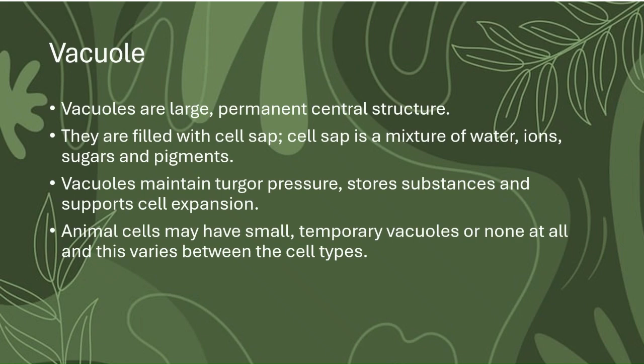So the vacuoles are large, permanent central structures, and they are filled with cell sap. Cell sap is a mixture of water, ions, sugars, and pigments. Vacuoles maintain turgor pressure, store substances, and support cell expansion. Animal cells may have small temporary vacuoles or none at all, and this varies between the cell types.